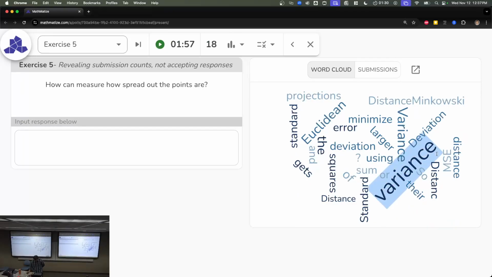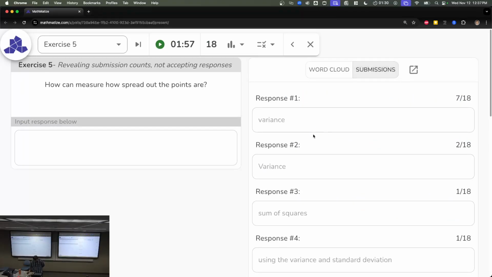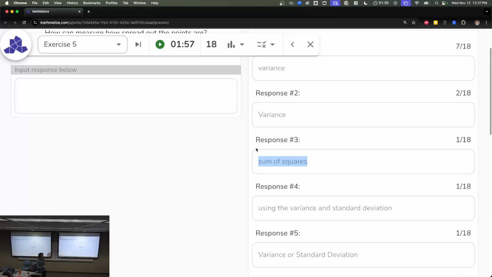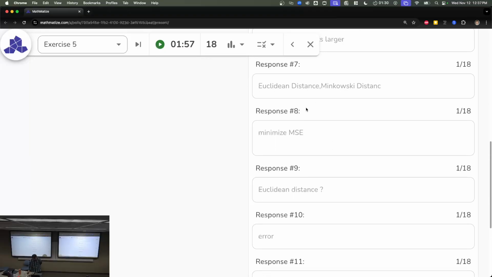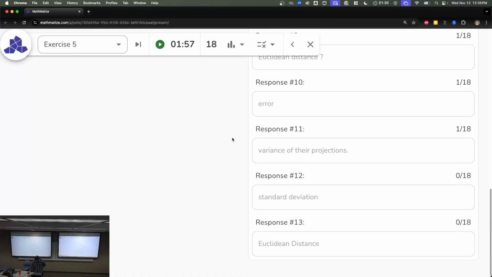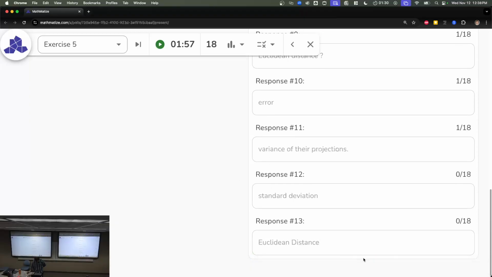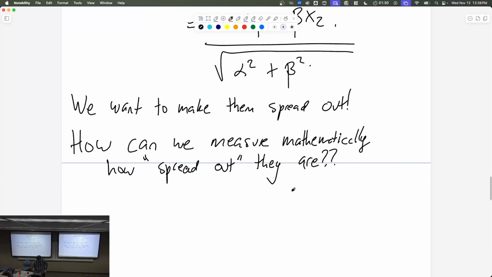The variance. That's perfect. The variance, or the sum of the squares. Those are two different ways of saying the same thing. The standard deviation is the square root of the variance. Of course, if you measure one or the other, it's the same kind of thing. So very nice. The variance is not just the distance, it's the sum of the squares. That's an important thing. It's how much the distance varies, the variance. So the sum of the squares or the variance is the answer to this question.